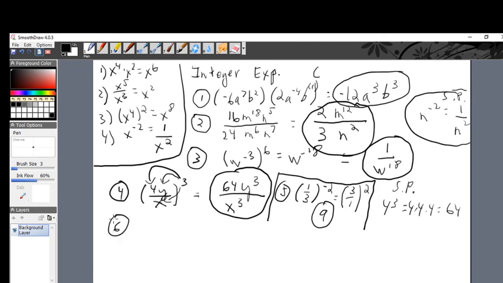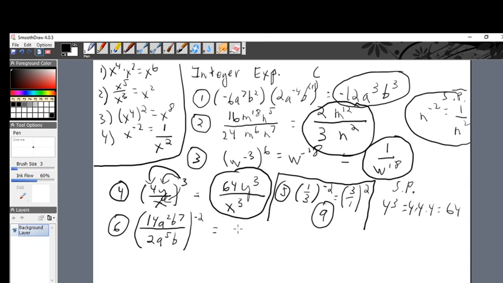Problem number 6. Similar problem. What if I give you 14 A2 B7 over 2 A5 B, that's the same thing as B to the 1, by the way, don't forget. All of that raised to the -2 power. Now what do we do? Here's what you do. First, reduce and clean up the inside of the parentheses, then we'll worry about the -2. Clean up the inside of the parentheses.